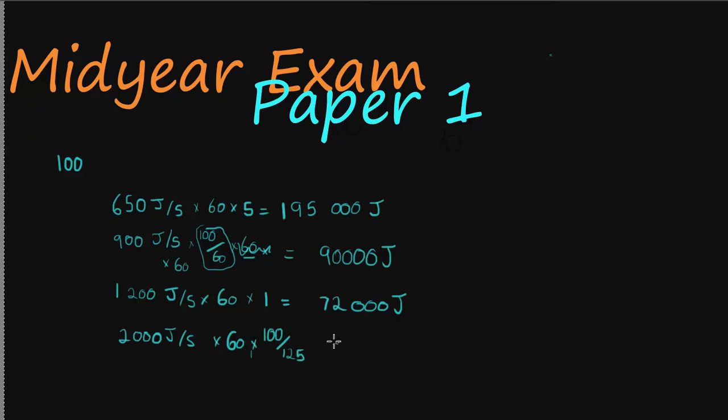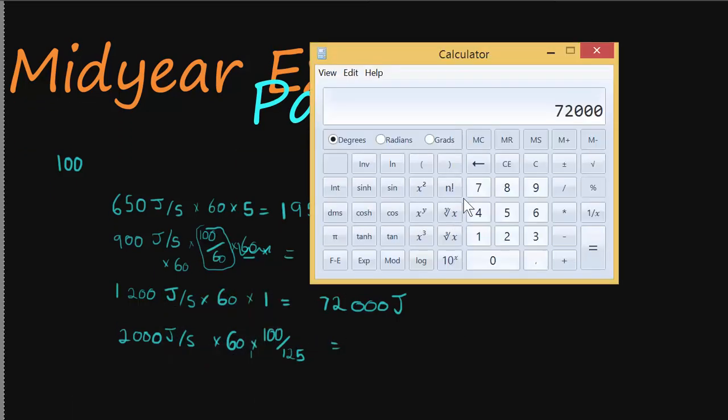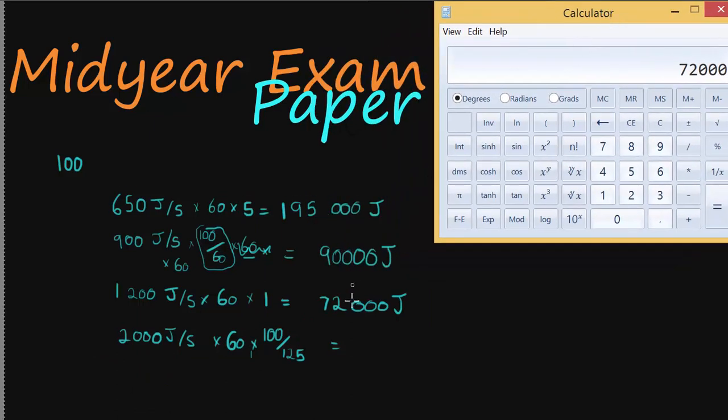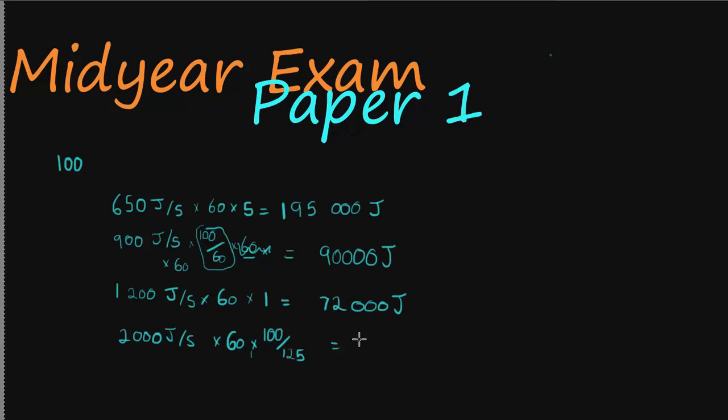On the face of it, it seems like the pattern is it gets less, but let's try it. 2,000 times 60 times 100 divided by 125 is 96,000 joules. So in fact, these two are both more economical than the big machine, but this one would be the most economical, number C.